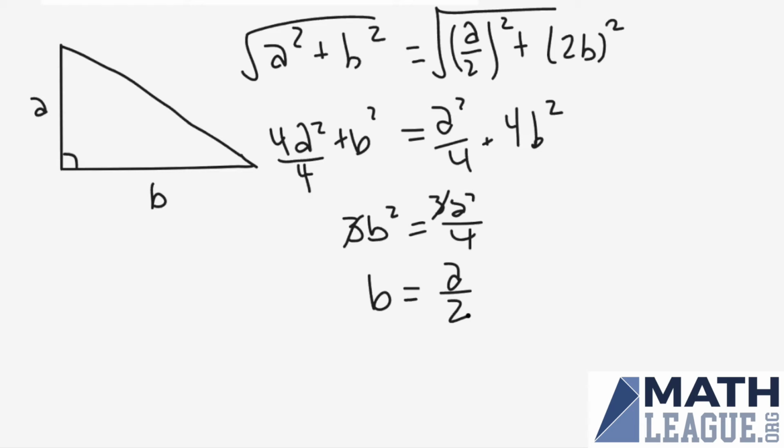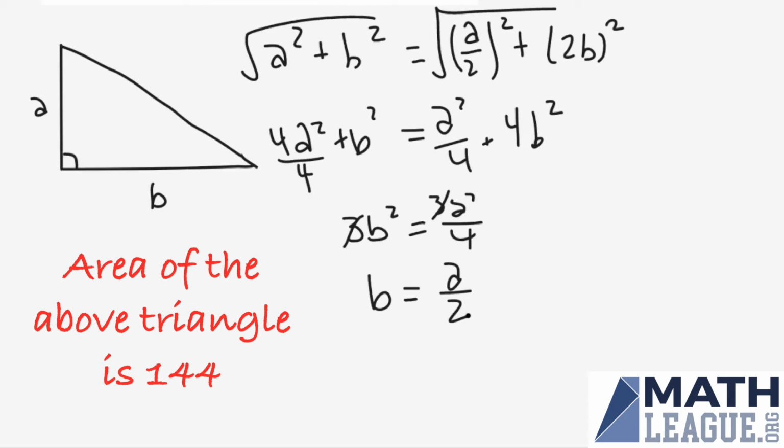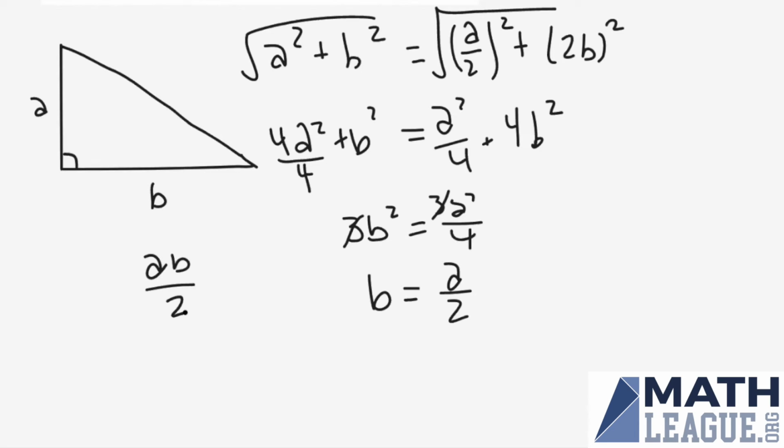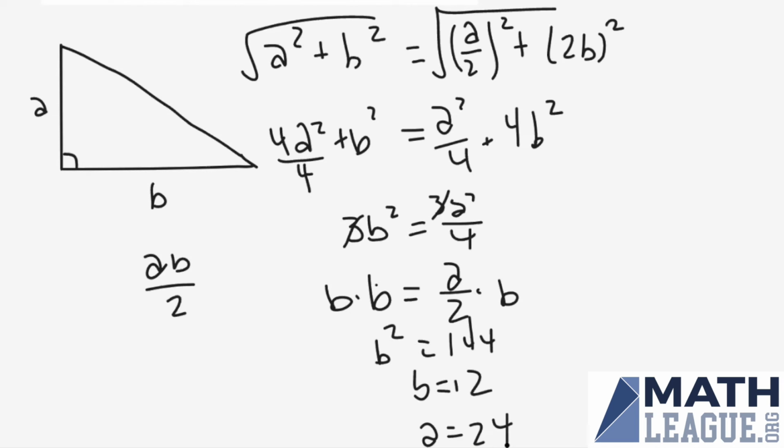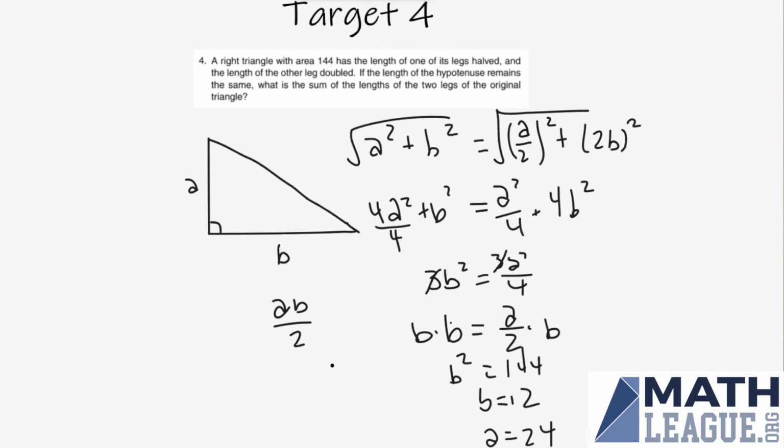And now we get that the area is 144. If we multiply ab divided by 2, we get 144. But here's a shorter way to do it. We can multiply both sides of this equation by b. So we get b squared equals 144 and b equals 12. This means that a equals 12 times 2 or 24. Adding these two legs' lengths up, we get 36.